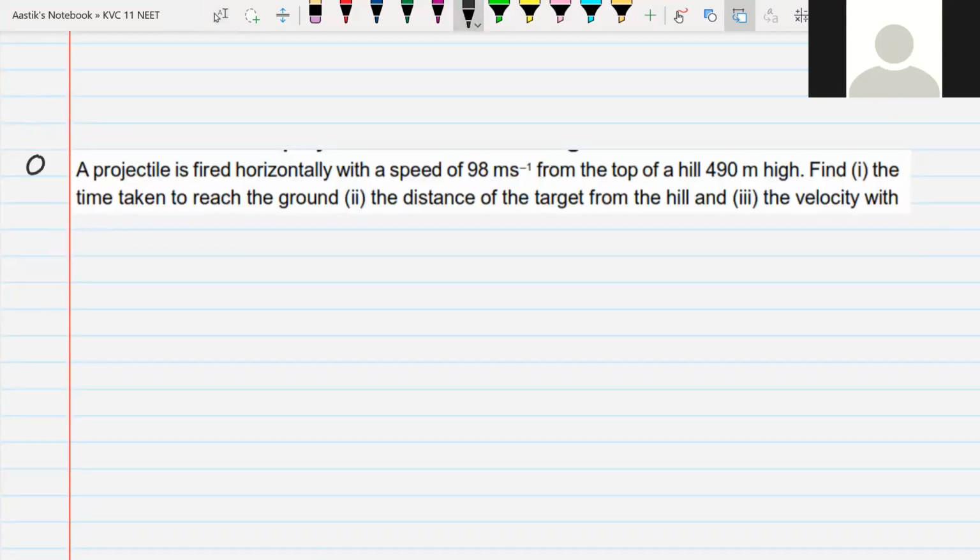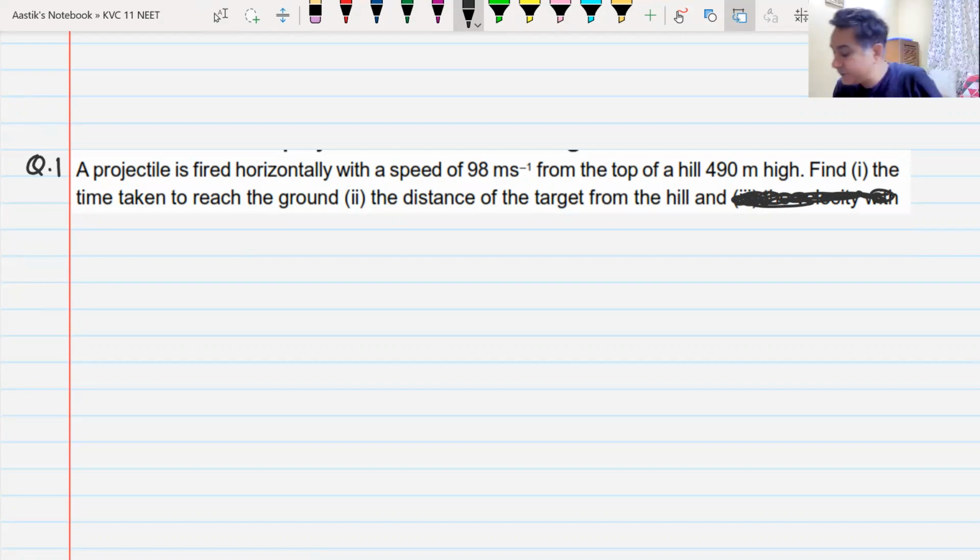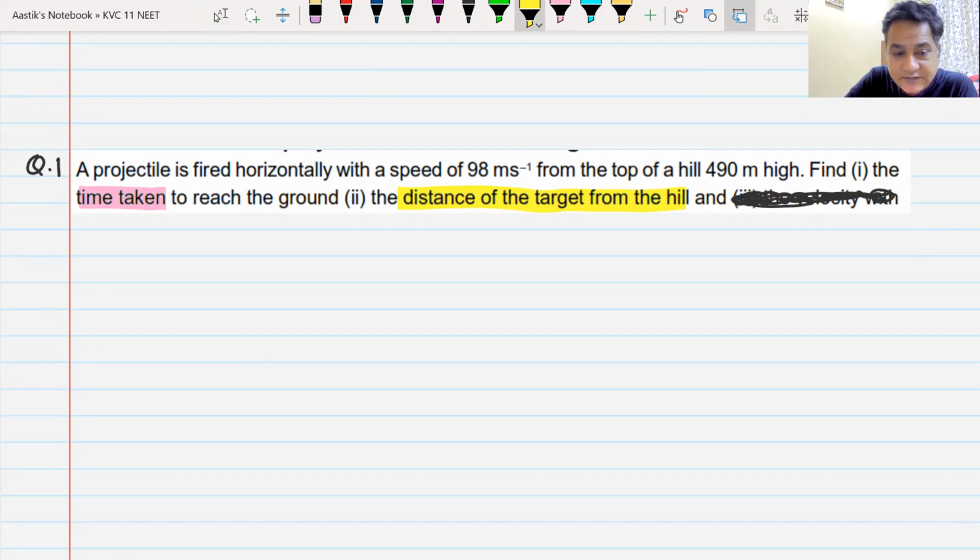This is the question. Question number 1. It has got 2 parts. The third part is not for you, so I have not taken it out. A projectile is fired horizontally with a speed of 98 meter per second from the top of a hill 490 meters high. Find number 1, time taken to reach ground, time of flight. Number 2, the distance of the target from the hill. That means they're asking you the range. So they're asking you two things, range and the time of flight. I'll give you 2 minutes to solve this.